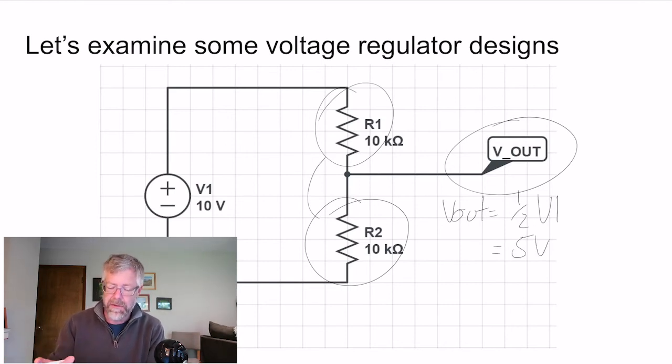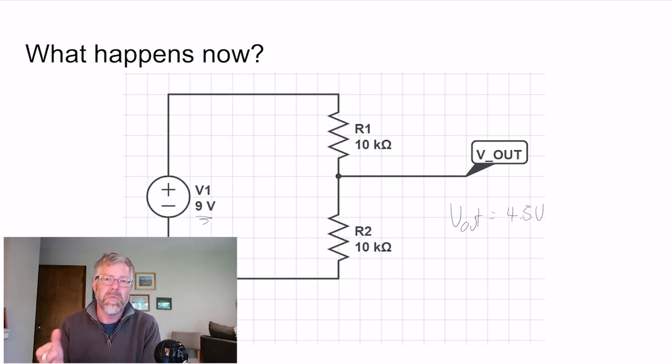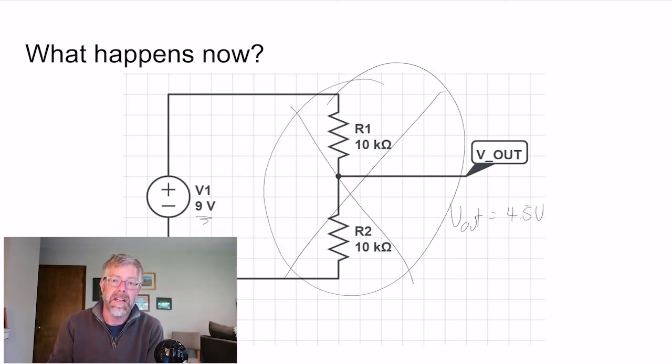So if you wanted to go down to 5 volts, say you want to power some sort of an Arduino that is a 5-volt Arduino, this would be a perfect system. But then what happens if your battery voltage isn't exactly 10 volts? If your battery is 9 volts instead, it drops in voltage just a tiny bit. Now V out is going to be equal to 4.5 volts, which the Arduino is not going to like at all. And so a voltage divider is relatively simple, but it really sort of sucks as a voltage regulator.